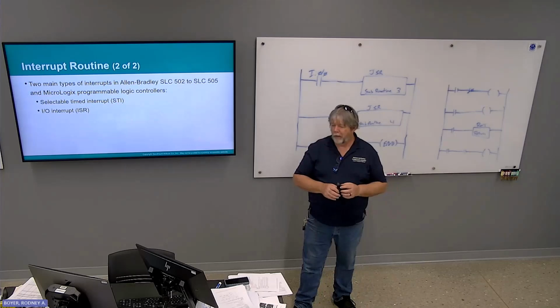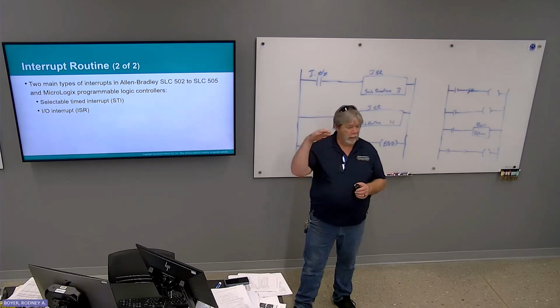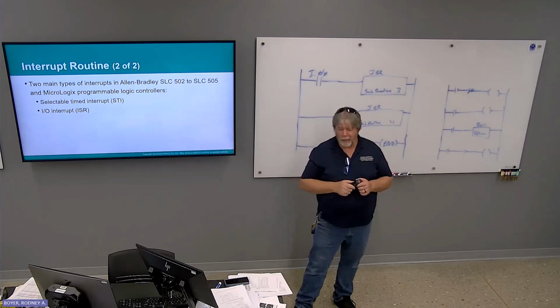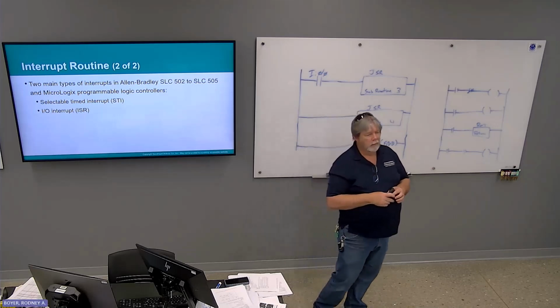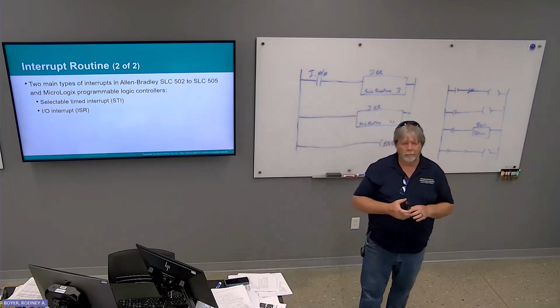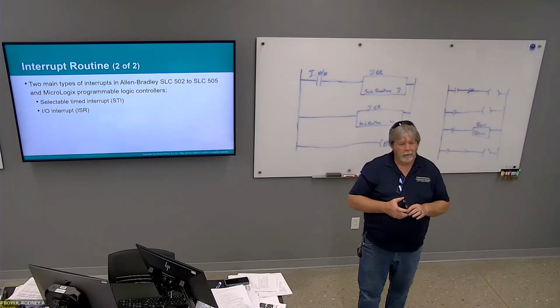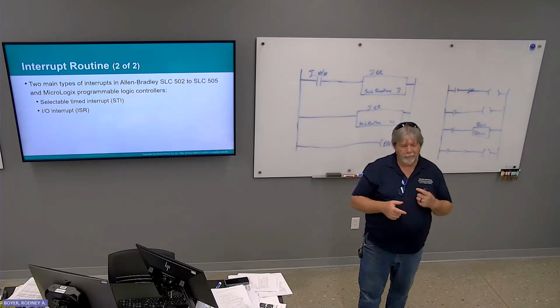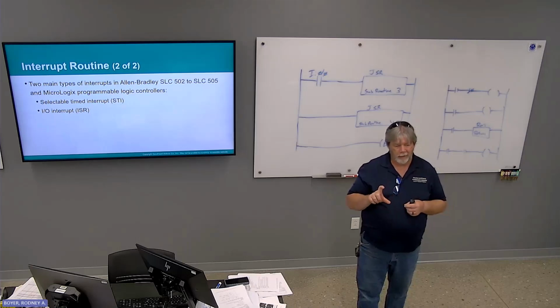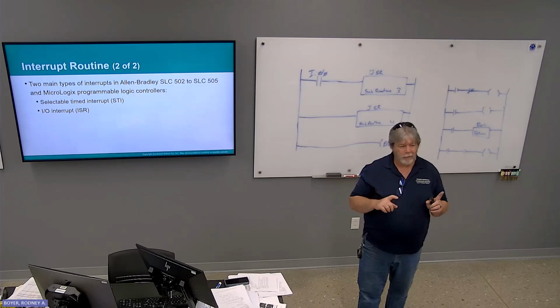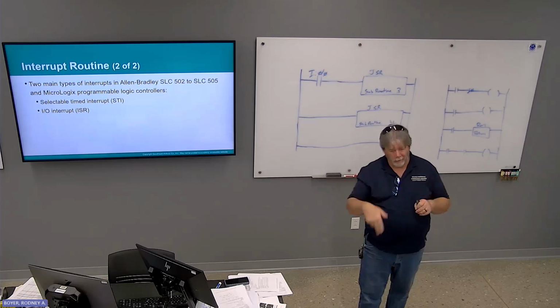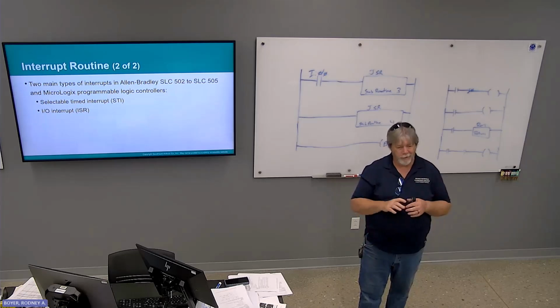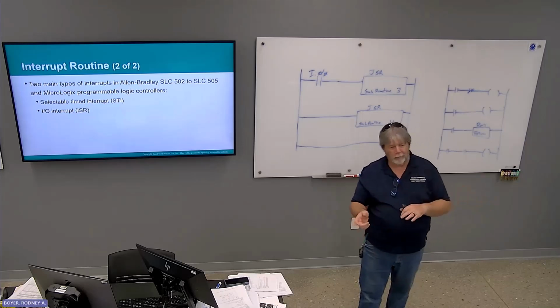Two main types of interrupts: selectable timed and I/O. The I/O would be your high limit. STI, selectable timed interrupt. If you have a mission critical sensor that you need to read that updates faster than your program scan is. If you need to read that every 10 milliseconds and your program scan is 30, every 10 milliseconds it stops what it's doing, goes and processes that routine, comes back, picks up where it left off. 10 milliseconds later, it stops whatever it's doing, processes, comes back. Okay.